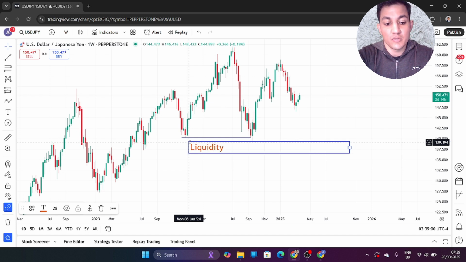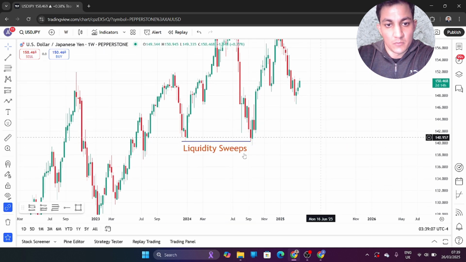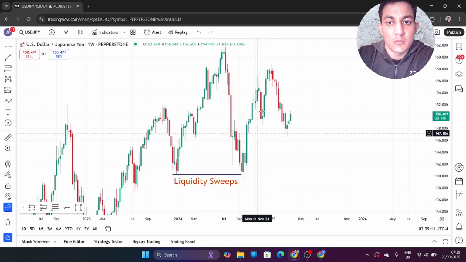So when you get onto your charts, the first thing you want to look for is liquidity, right? Liquidity. Let's put this right here. Liquidity, right? So we've got this low here. Liquidity sweep. Price wicks it out. Instantly and aggressively moves off in the opposite direction.